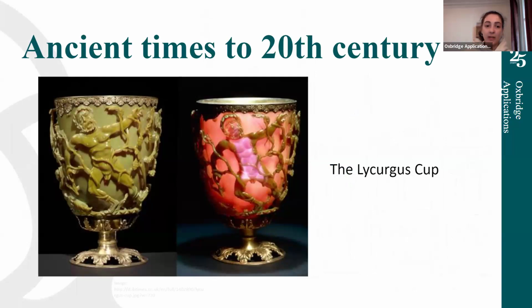As you can see, the cup changes color depending on the angle of light. So it's a really, really amazing piece. It's currently in the British Museum, of course, but it's a really amazing feat of nanotechnological applications. Might any of you suggest how this works, maybe what it could be made out of to allow it to show these amazing optical properties?